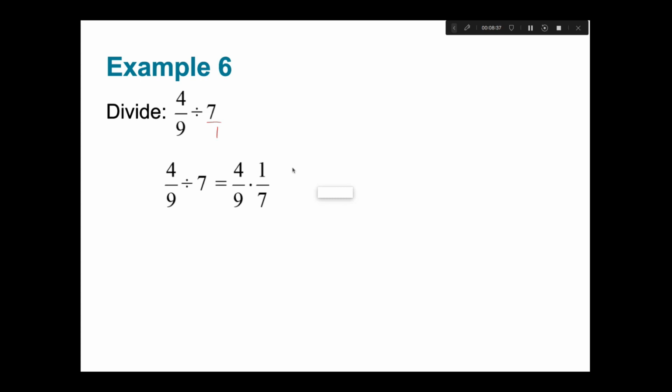Can I cross-cancel anything in this equation? No, I cannot. There is nothing I can reduce here. So then to multiply my fractions, I just multiply straight across. What is 4 times 1? What is 9 times 7? Can that be reduced?